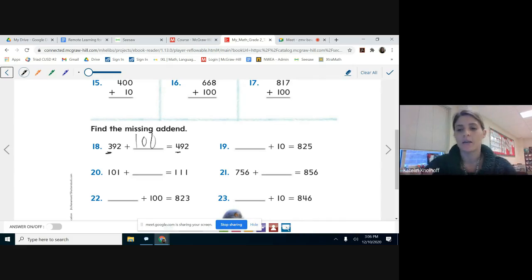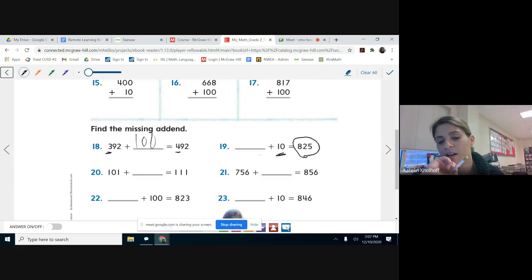And number 19, that one's a little different because it's telling you you're adding by 10. So that means that my answer is 825, but I've added 10 to this number to make it 825. That means I need to go backwards by 10. So my answer would be 815.